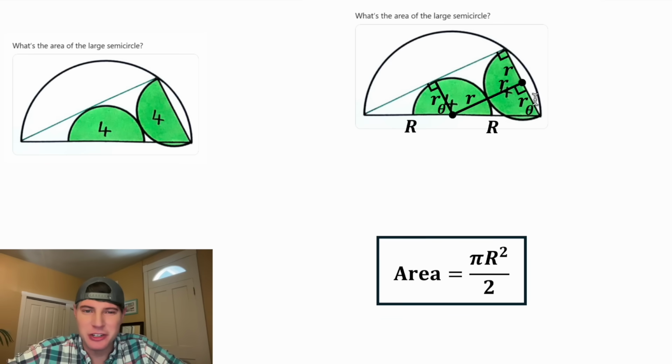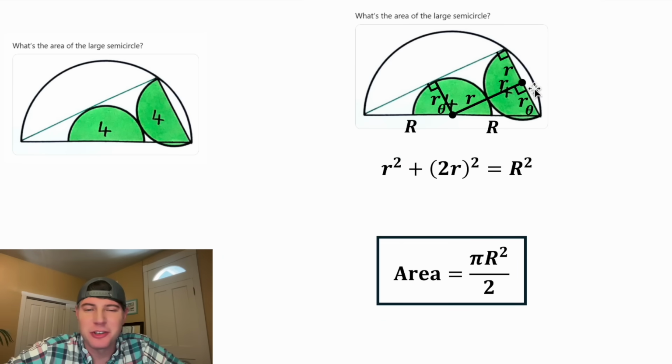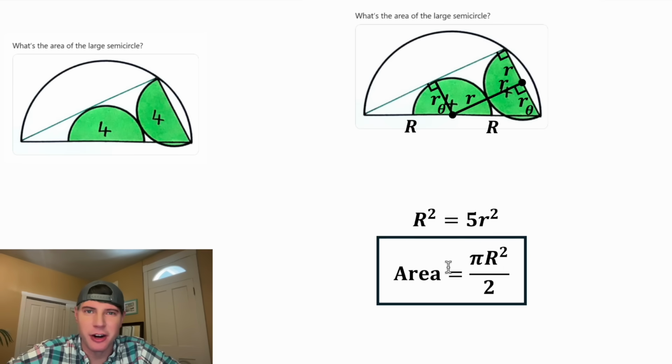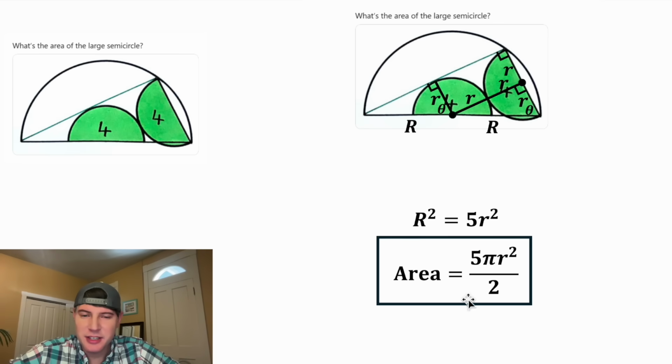Next thing I'm noticing, we can do Pythagorean theorem for this triangle here. It'll be R squared plus the quantity 2R squared equals big R squared. Then on the left-hand side, we can copy down the R squared. This term will become 2 squared R squared, and 2 squared is equal to 4. R squared plus 4R squared is equal to 5R squared. And then on the right-hand side, we can bring down the big R squared. And now we have a value that we can plug in for big R squared. We can plug in 5R squared. Let's switch these, and now we have the area in terms of this R squared.